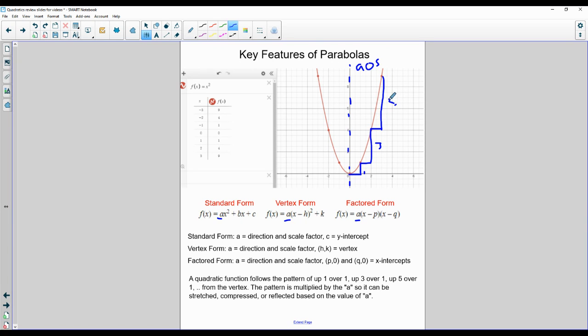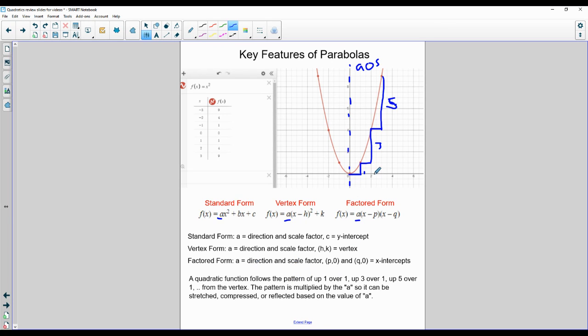I used the word always when I was talking, and I probably shouldn't have. That's the parent function that will always do that. But as soon as I add an A that's something other than 1, I'm going to start stretching that. That's what the scale factor does. So it follows the pattern of 1, 3, 5, and then the next one will be 7 and then 9. But that could change when I have an A other than 1.